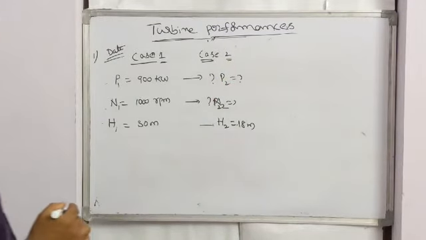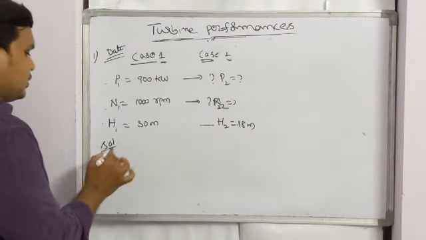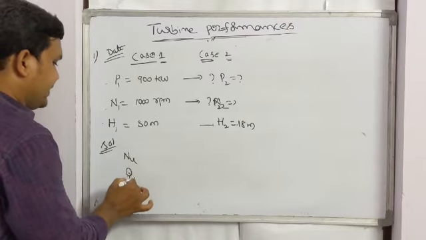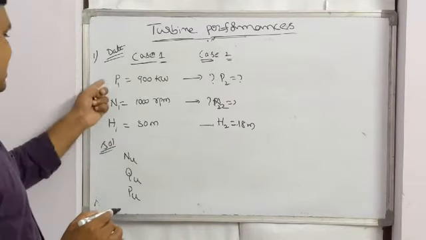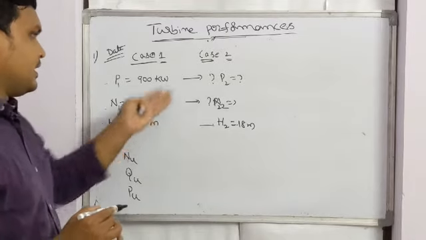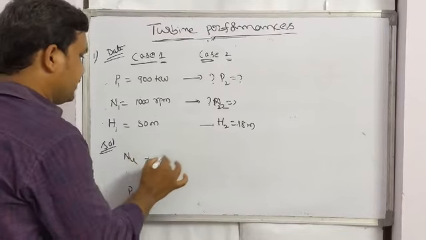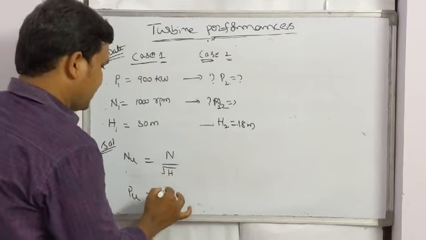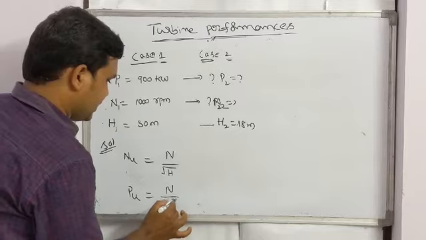By using the unit quantities, we know the three types: unit speed, unit discharge, and unit power. In this problem, discharge is not given and they don't want us to find the discharge either, so I am erasing it. The unit speed is N by root over H, and the unit power is P by H to the power 3 by 2.